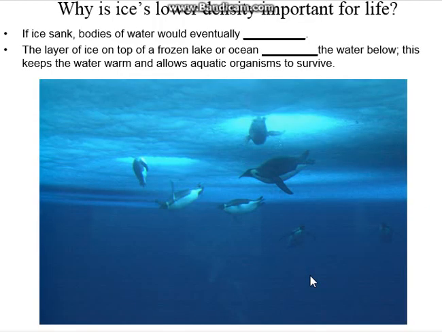So why is ice's lower density important for life? If ice sank, bodies of water would eventually freeze solid. The layer of ice on top of a frozen lake or ocean insulates the water below. This keeps the water warm and allows aquatic organisms to survive.